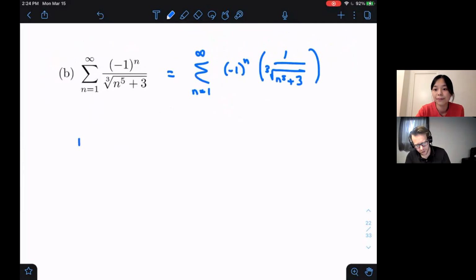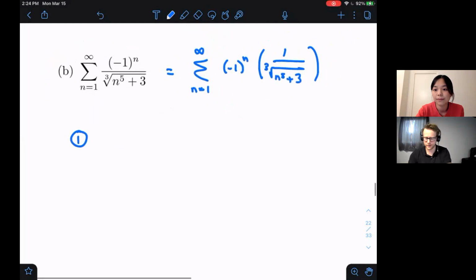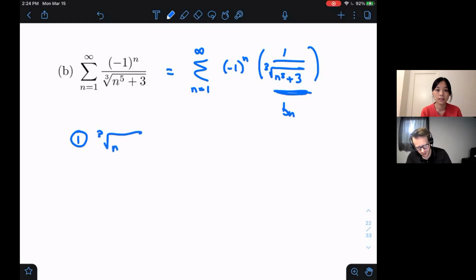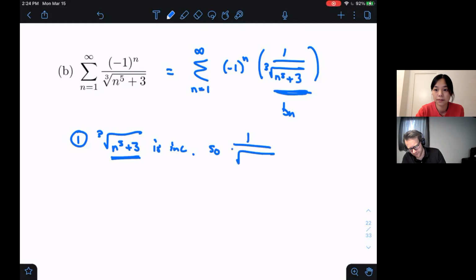Again, we're going to try to show the 2 things. The first thing is that our b sub n's, this bit right here, are decreasing. So I'm going to say that the cube root of n to the 5th plus 3 is increasing. If you want to break this up, you could start with just the inside: n to the 5th plus 3 is certainly increasing, and the cube root is an increasing function. So this is a composition of increasing functions, which stays increasing. So the reciprocal of this is decreasing.